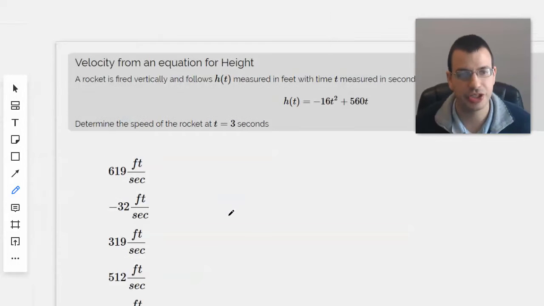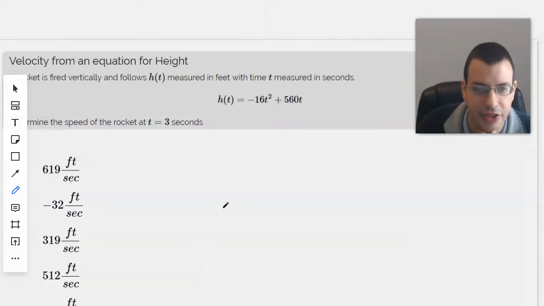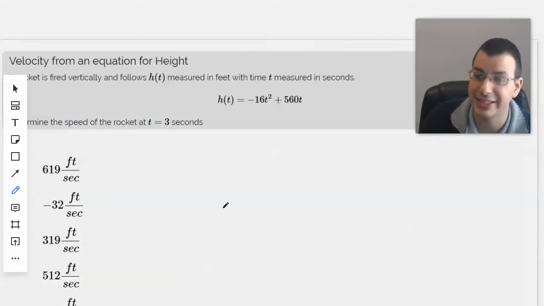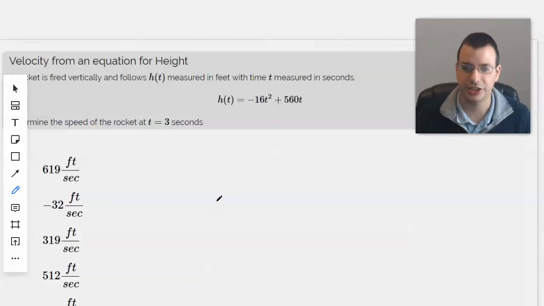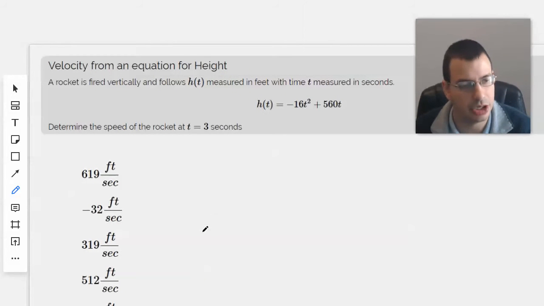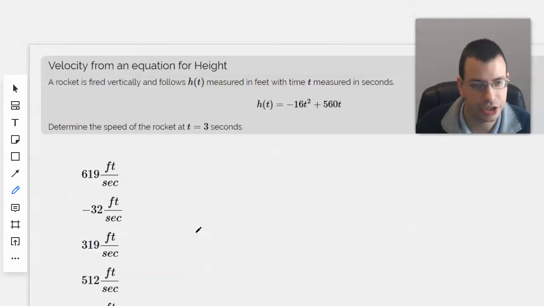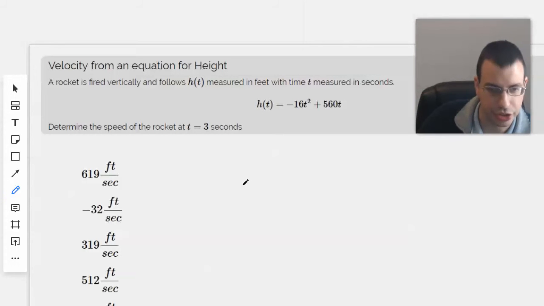Velocity from an equation for height. A rocket is fired vertically and follows h of t, measured in feet with time t measured in seconds. h of t equals negative 16t squared plus 560t. Determine the speed of the rocket at t equals 3 seconds. Okay? So this is basically the kinematic equations.